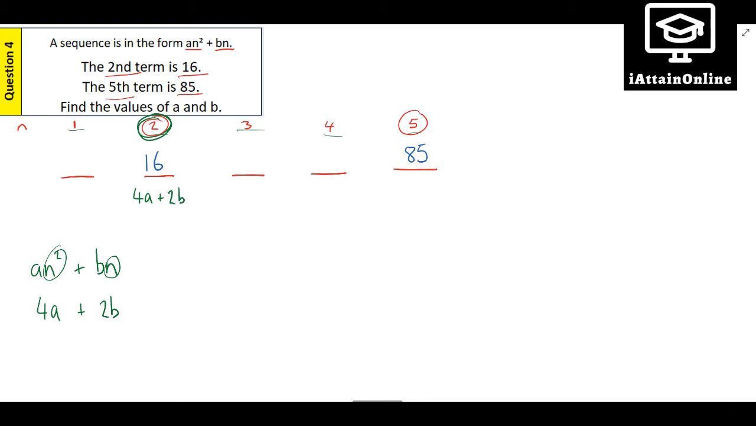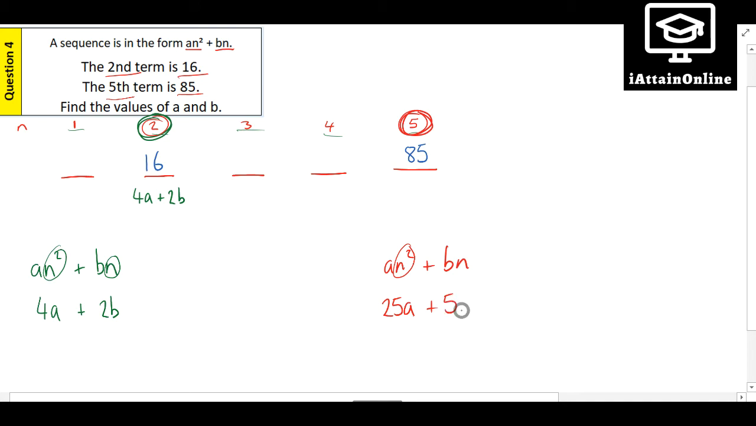Now we're going to do the same with the second value when n is 5. So if I write an squared plus bn out again, this n squared bit would come out as 5 times 5, which is 25 lots of a. And then when n is 5, this bn bit would come out as plus 5b. So I now know as well that 25a plus 5b is equal to 85.